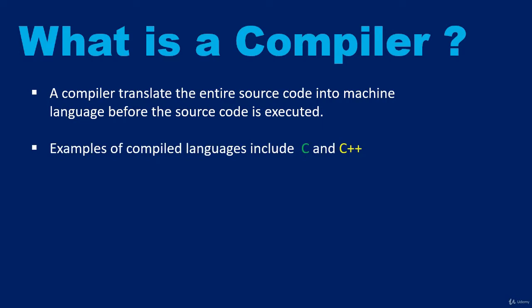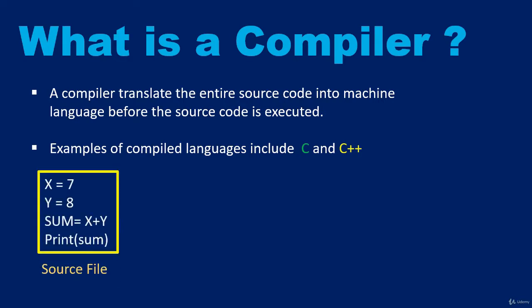So let's say you have your source code, and your source code is basically your computer code that you write. So let's say inside the source file you have this. You've got x equals 7, y equals 8, and then the sum is equal to x plus y. And then you want to print the value of the sum using the print function. Now, the computer will not understand this. So what needs to happen, you need to use the compiler to convert that code into machine code.